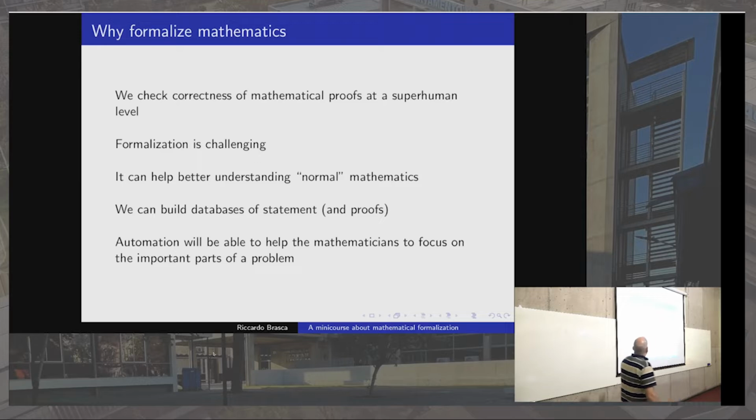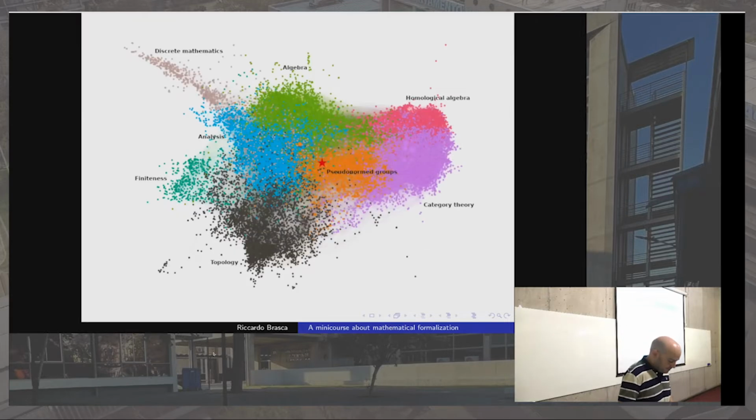So what we are doing is also building this database, and maybe this database can be used in 10 years or maybe less, I don't know, to start automatizing the process of writing a proof. So just to give you an example of a project I've been involved in for the last 2 years.